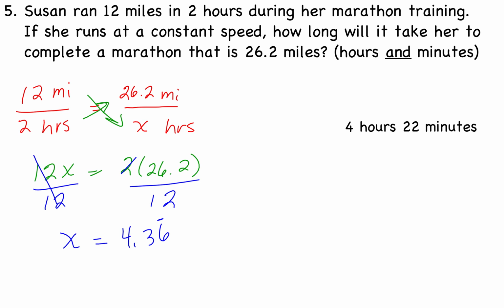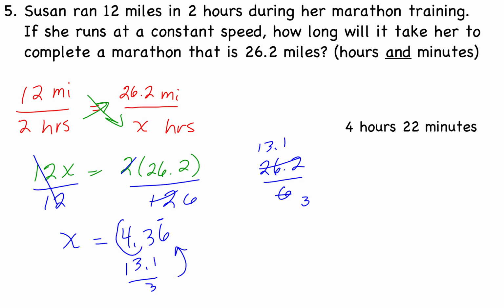So maybe it would be better to do this. This is 6, right? And so I have 26.2 over 6. I'm going to divide both of those by 2, and I'll get a 3 down here. And 2 divided by this is 13.1. So it's really 13.1 divided by 3, which is the same as 4.36. So I know this is the number of hours, right? So I have 4 hours, but I also want to get this into minutes.